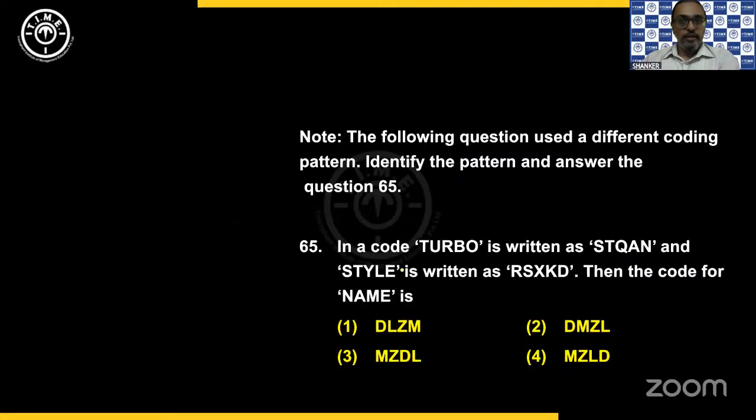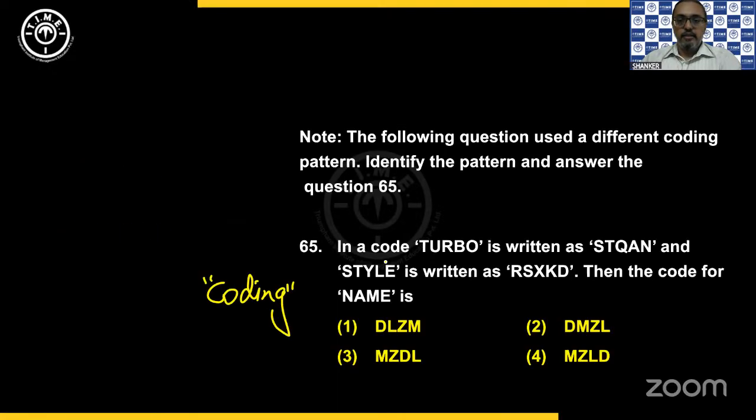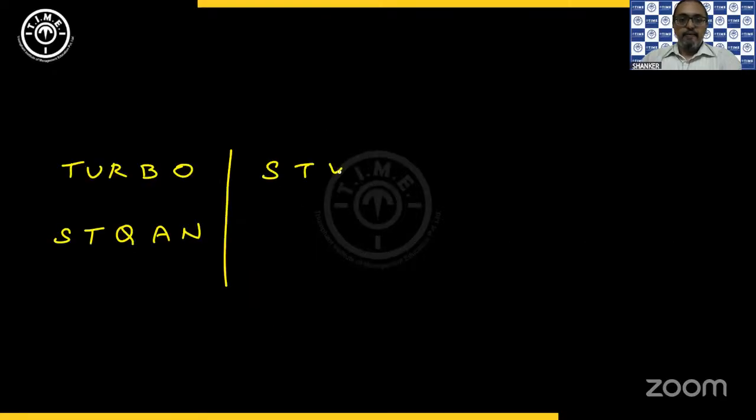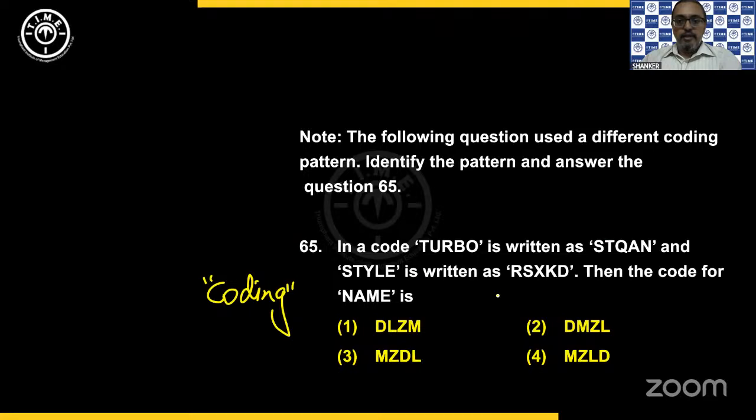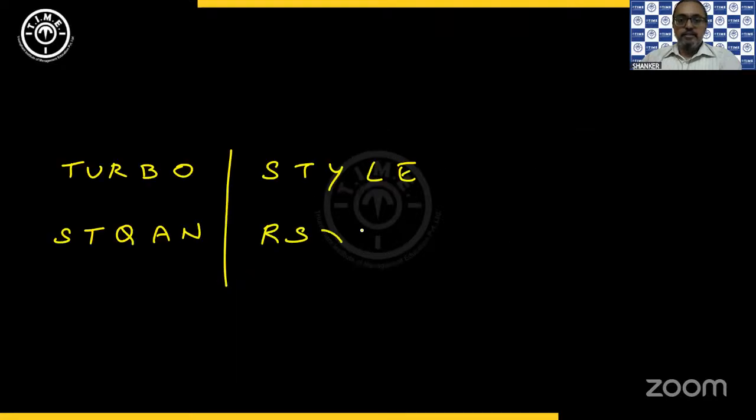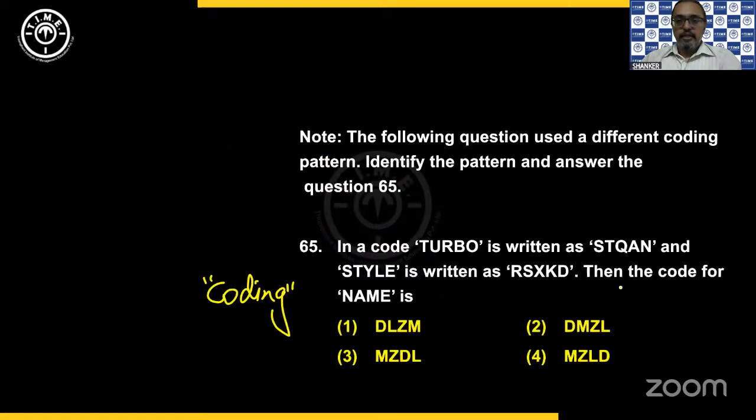Next, again, coding decoding. In a code, turbo is written as STQAN and style is written as RSXKD, then the code for name. So this is coding. Always look into the question, how a question in coding decoding is asked. Then only you will know whether I need to find the code or I should decode and find the word.